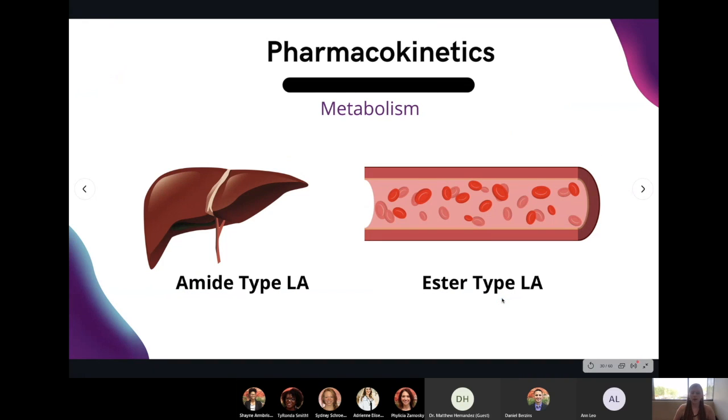The amide or ester chain between the aromatic portion and the amino group in a local anesthetic determines its classification and how it will be metabolized. The ester type local anesthetics, like procaine, are metabolized in the blood, and the amide type local anesthetics, like lidocaine and ropivacaine, are metabolized in the liver.